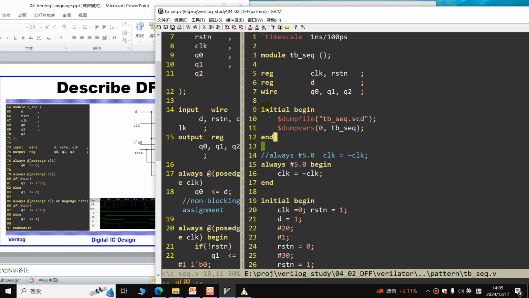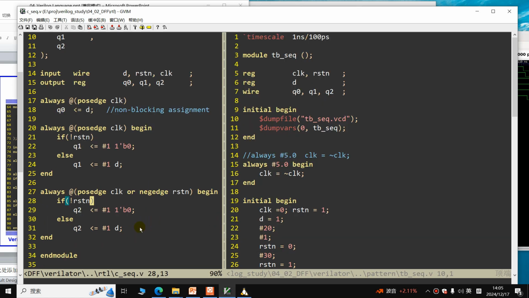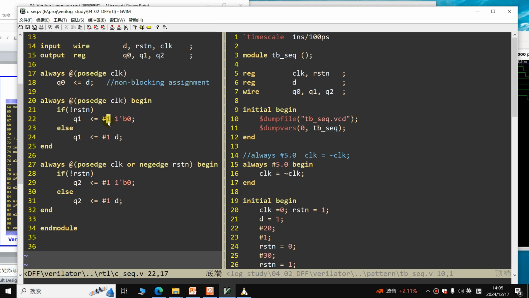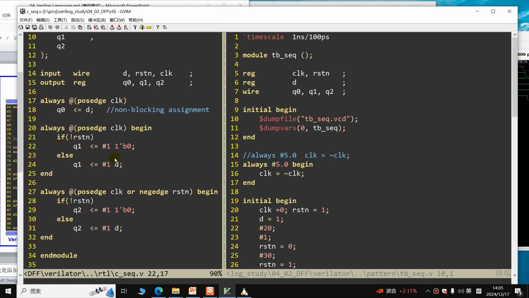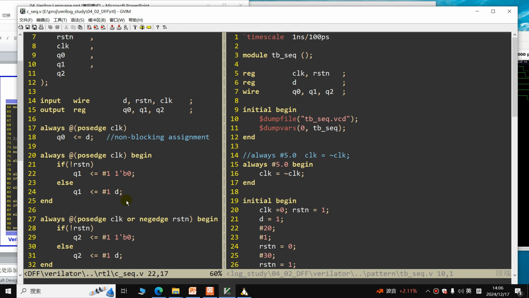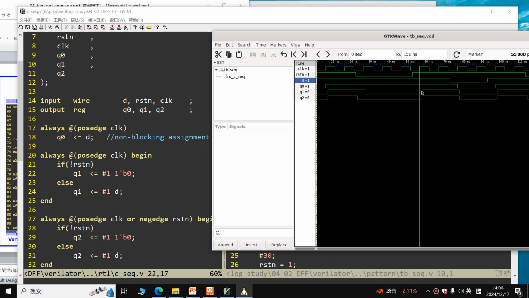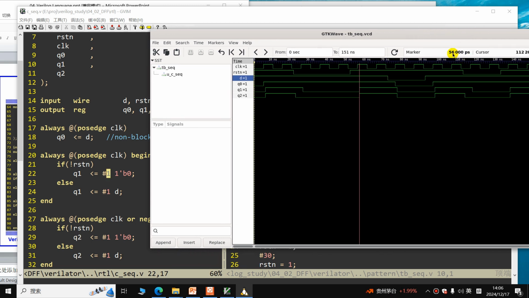Well, in my code, there is a 1 nanosecond delay, or you can say one time unit, and the time unit is 1 nanosecond. So there is a 1 nanosecond delay after the clock edge. So you can see this signal has a 1 nanosecond delay. Yes, 1 nanosecond.